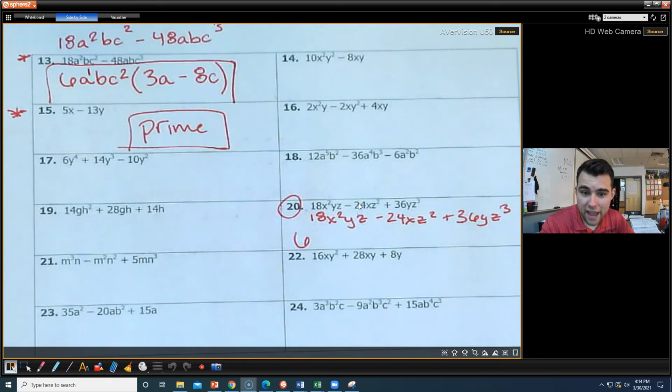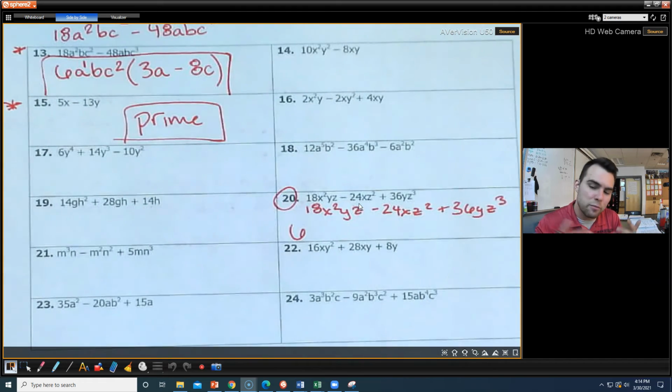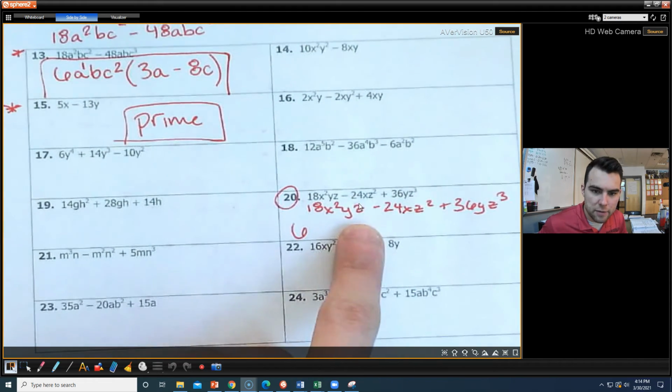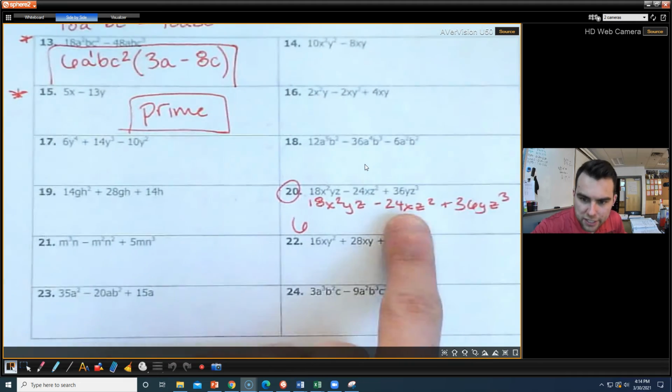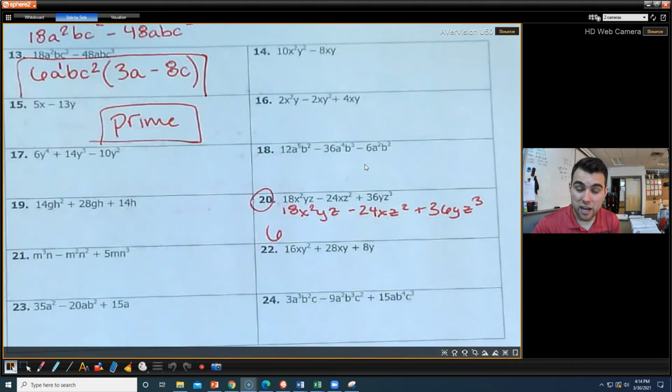I'm just going to leave that. What about y? Do they all have a y in common? Y, no, and y. Okay, so I can't pull out a y. Z? Yeah, they all have z in common. Z to the first, z to the second, z to the third. Well, they all have at least a z in common, a z to the first. So I'm going to take the lowest exponent z out.